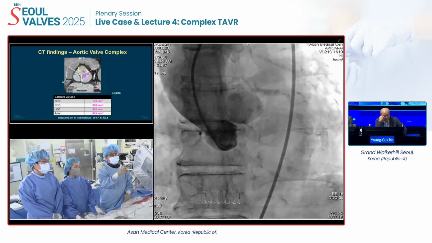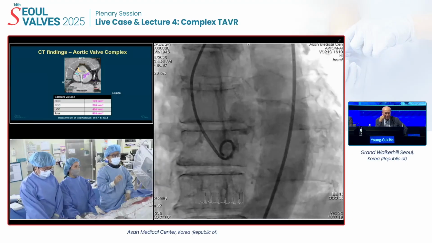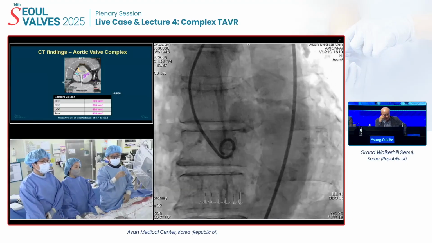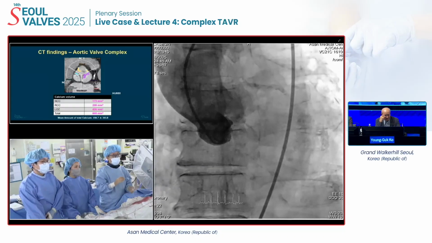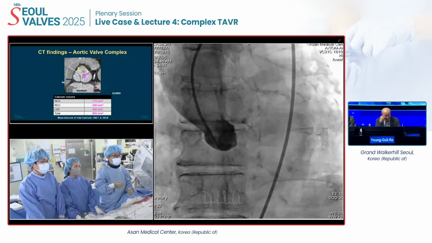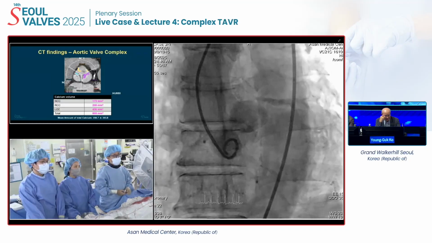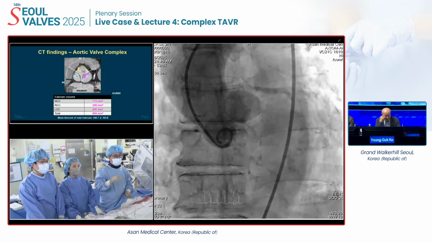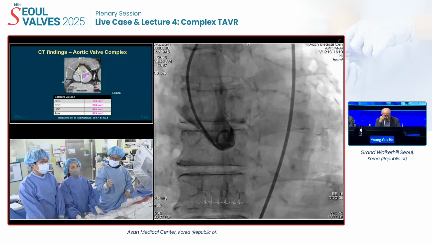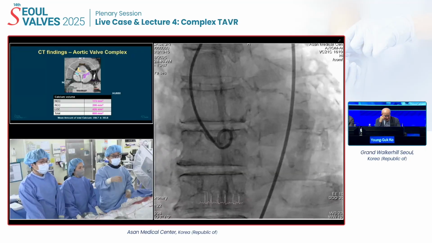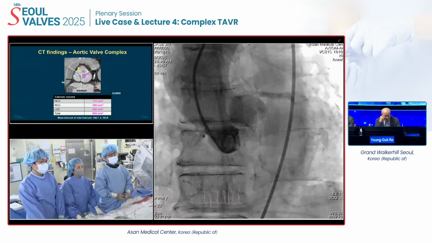With 800, predilation is absolutely required. Sometimes we do without predilation, but usually it is combined with very severe calcium, and the valve itself doesn't pass well. Even with the Evolut system, the reason we routinely do predilation is that our threshold is more than 500. It depends on the center; even Rajmak, with more than 1,000, does it without any predilation.